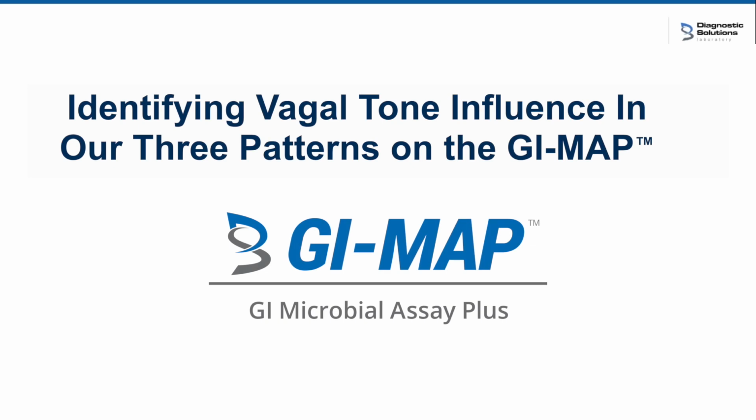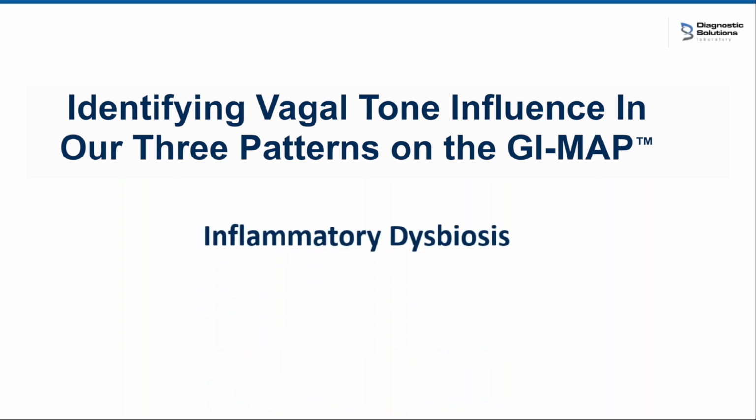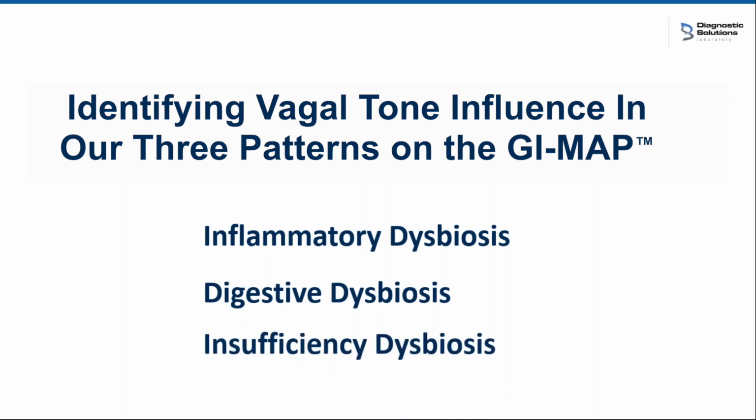So now I want to talk about identifying vagal tone influence in our 3 patterns on the GI map. So we have 3 patterns. If you are not aware, make sure that you go back to our guide. We list them: the inflammatory dysbiosis, digestive dysbiosis, and insufficiency dysbiosis. These are on the interpretive guide towards the end of the guide. And they're really what I've based my entire practice around in the beginning.